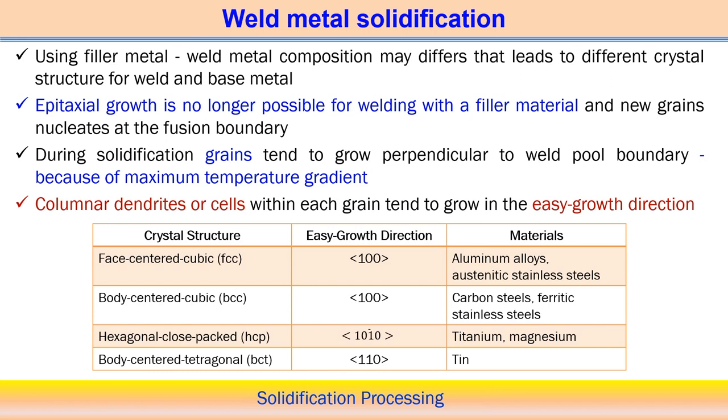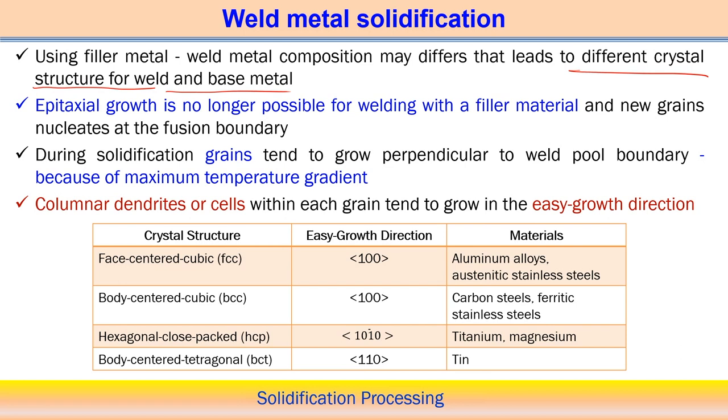But if in a particular welding process we use filler material, for example the gas metal arc welding process, or some other welding processes where we utilize any kind of filler material, there is some difference. The weld metal composition may change as compared to the base metal. In that case the solidification mechanism can be different, and that leads to a different crystal structure of the weld and the base metal. So there is a difference in the crystal structure for the weld and base metal, and we can expect two different types of crystal structure.